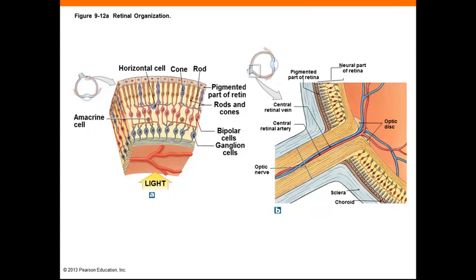And these ganglion cells' axons are going to leave the back of the eye through the optic disc. And this is really the origin of the optic nerve. Now, since the optic disc doesn't have any rods or cones, this creates a blind spot. The optic disc is a blind spot in the retina.